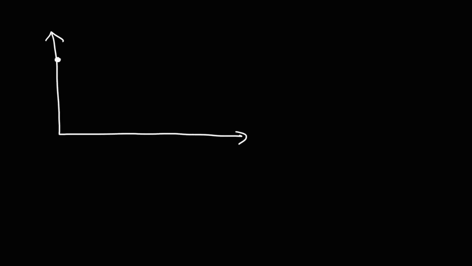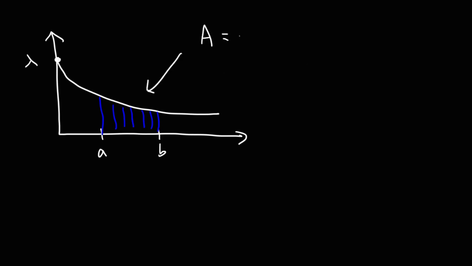Now, let's say we still have an exponential distribution, but we want to calculate the area between a and b. So we want to find the probability that x is somewhere between a and b. How can we calculate the area under the curve between those 2 points? So this area, highlighted in blue, is equal to the probability that x is between a and b. And that is the difference between the probability that x is less than b minus the probability that x is less than a.